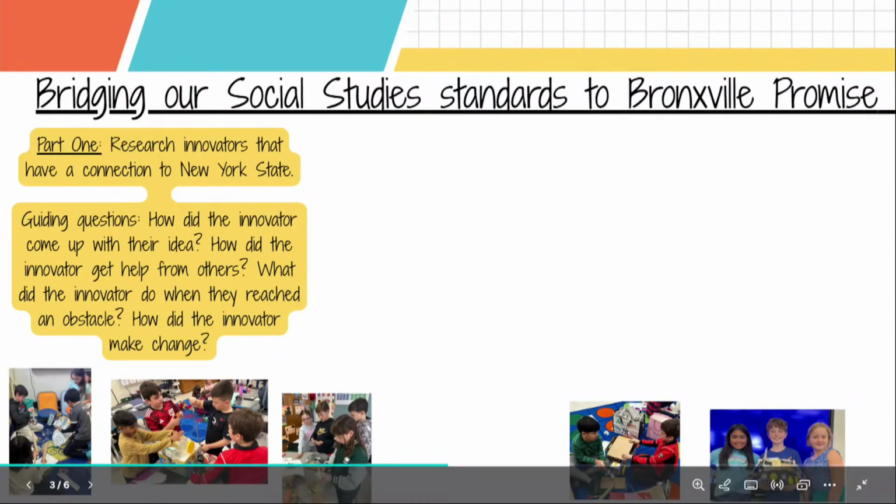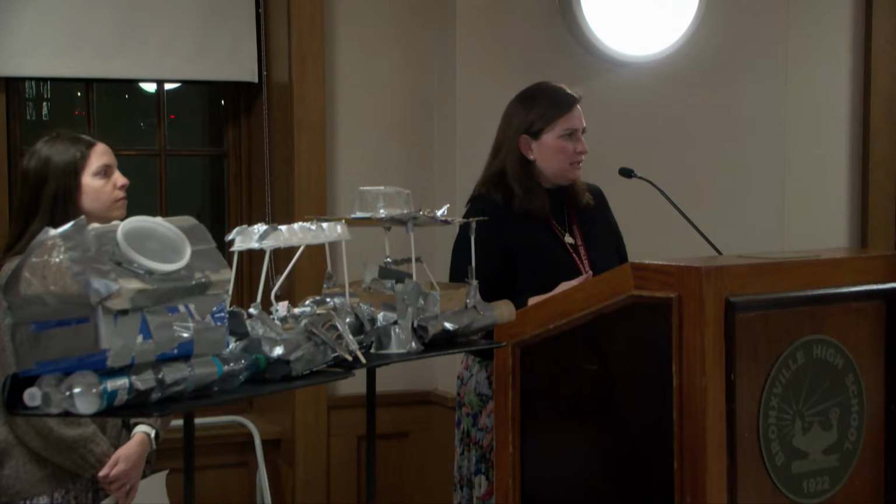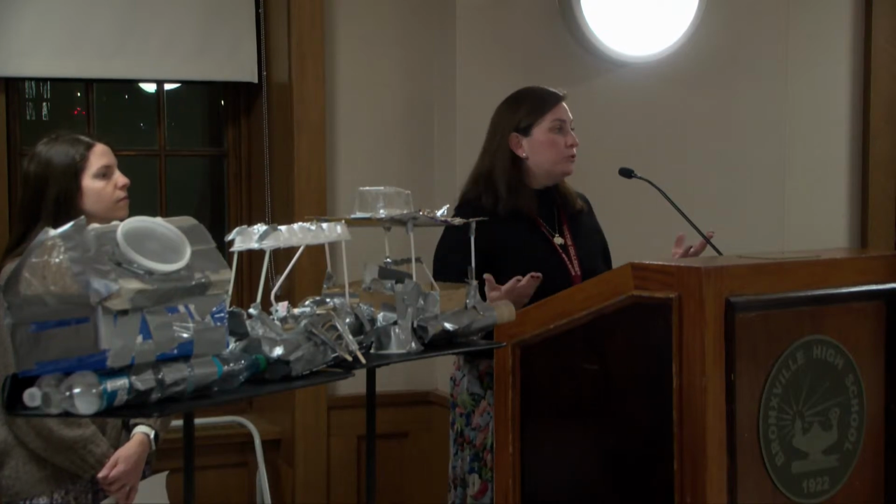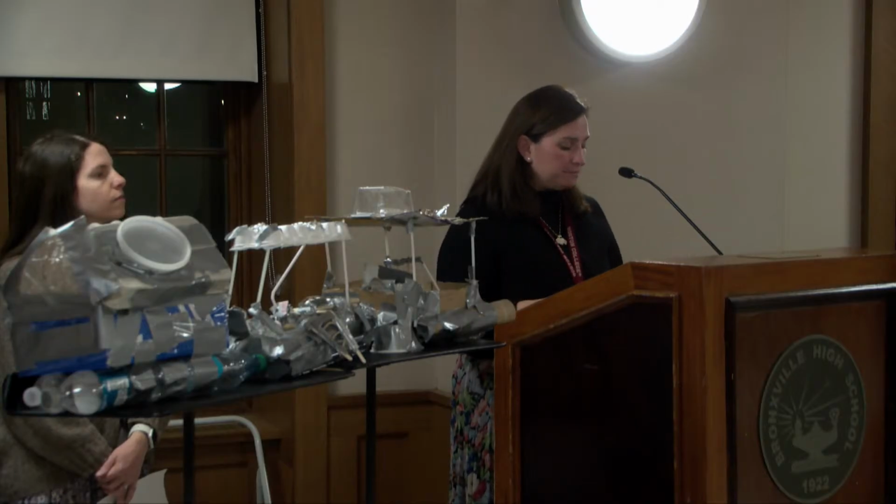And what they also realized through this process is that innovators don't have to be inventors. Innovators, like Louis Latimer, who Sean studied, is someone who improves upon an idea that was already invented, and that is really important as well. I remember when Sean was doing his research, he was like, but he didn't actually invent anything. But we realized that he actually improved so many things that had already been invented.